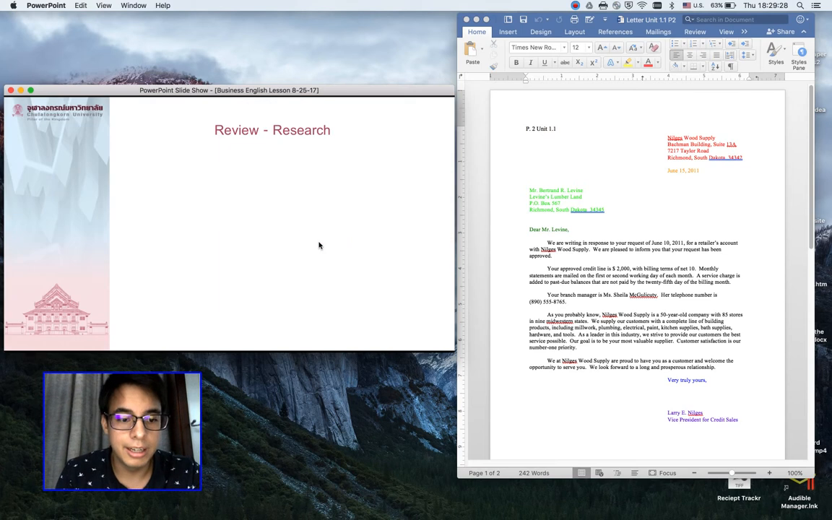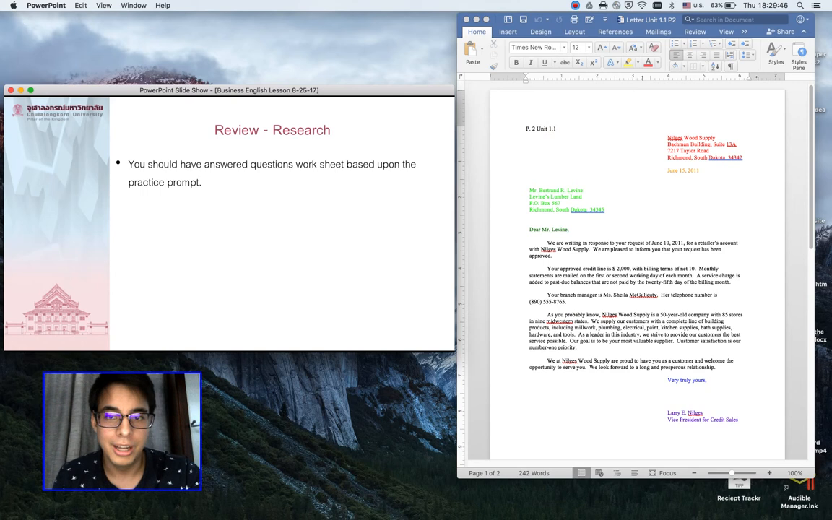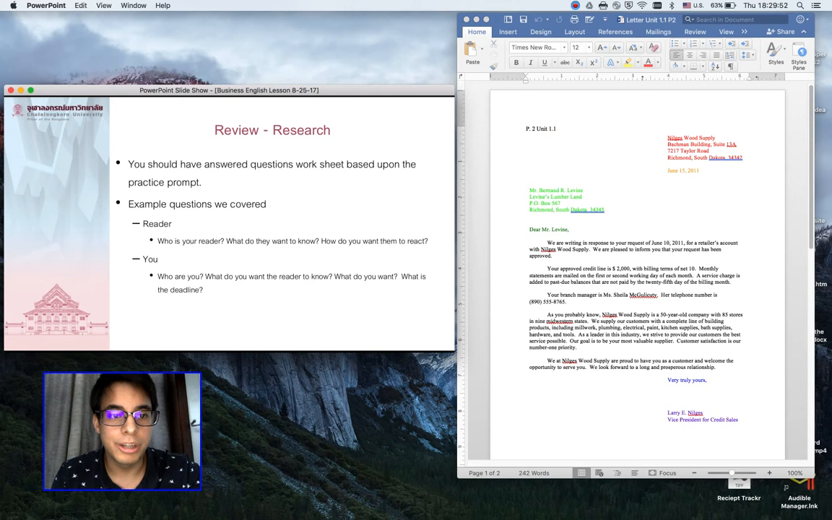Just to review what we did the other day, I gave you a worksheet that focused on researching what you're going to be writing your letter on. You had your test prompt, and a bunch of questions that would help guide you on what kind of information is required to create a good letter. Some of the questions we covered were: what does the reader need? Who is your reader? What do they want to know? As well as yourself, who are you? And remember, in our class, we discussed that you are an office manager. So this is just a little refresher on what we did the other day.